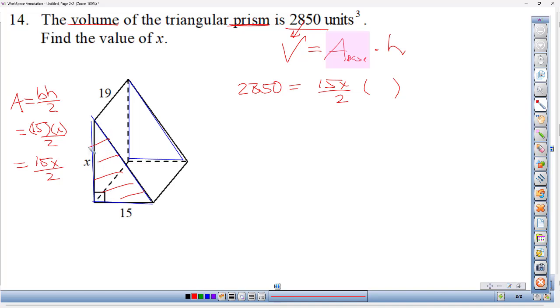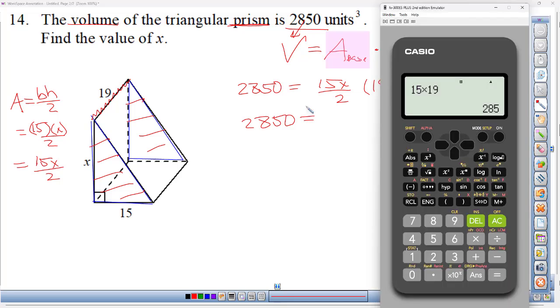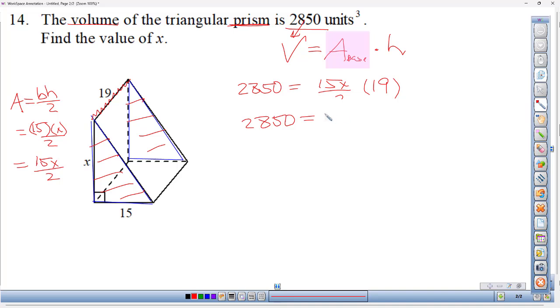Now be careful. Some of us might say, well, it must be x tall because that's how tall it is. But that's not how prisms work. The height is actually how far apart our two matching bases are. And how far apart are they? Can you see that this 19 right here is how far apart the bases are? So that would be 19. All right, so let's see what we got. We got 2,850 is equal to, and I'm going to pull up my calculator and work out 15 times 19. It comes out to be 285. So I have 285x all over 2.